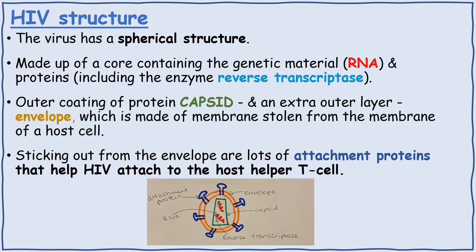HIV structure. The virus has a spherical structure. It's made up of a core, which contains genetic material, which is RNA, and proteins, including the enzyme reverse transcriptase. It has an outer coating of protein, called the capsid, and an extra outer layer, or envelope, which is made of membrane stolen from the membrane of a host cell. Sticking out from the envelope, there are lots of attachment proteins that help HIV attach to the host helper T cell.